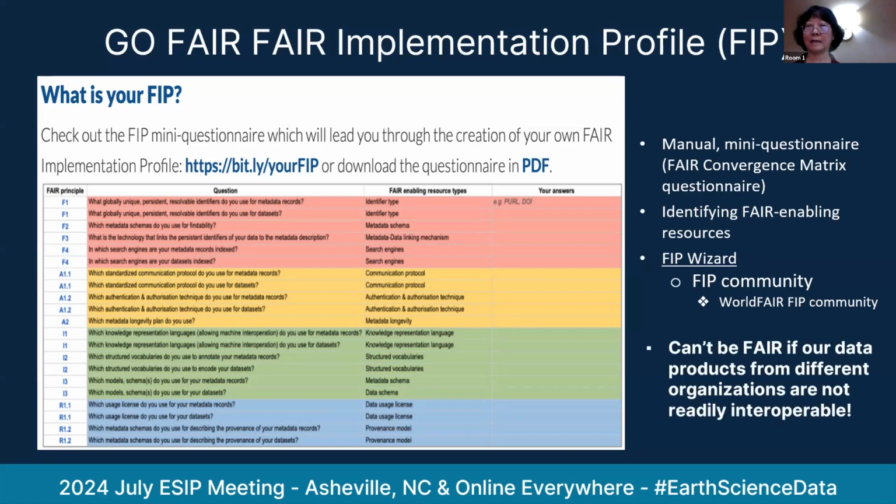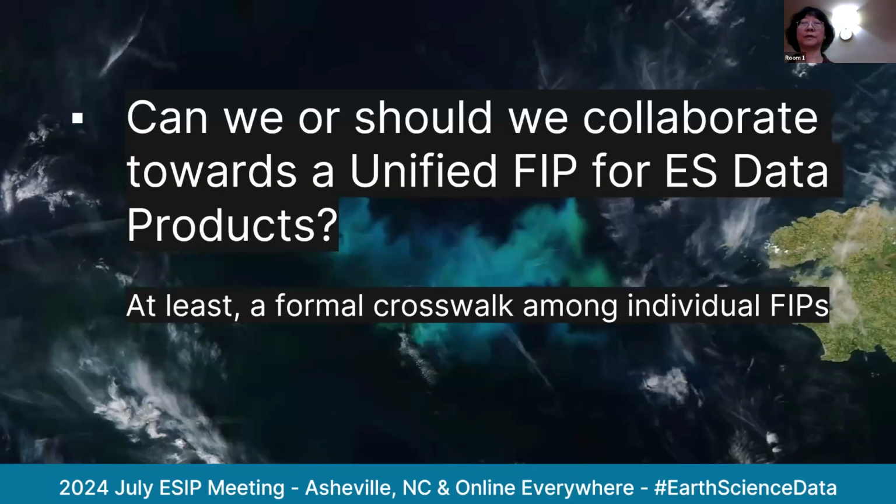So my question is: in order for us to really move towards more FAIR, even within the Earth science data community, can we come together to collaborate towards a unified FAIR implementation profile just for Earth science products? It's very hard to say everybody should do the same thing, because we have systems developed over many decades that work for our user community and our organization. But perhaps we can come together and have a formal crosswalk. They have a repository now where you can have that crosswalk, so the computer knows, if it's NASA, this is what I use; if it's USGS, this is what I use.